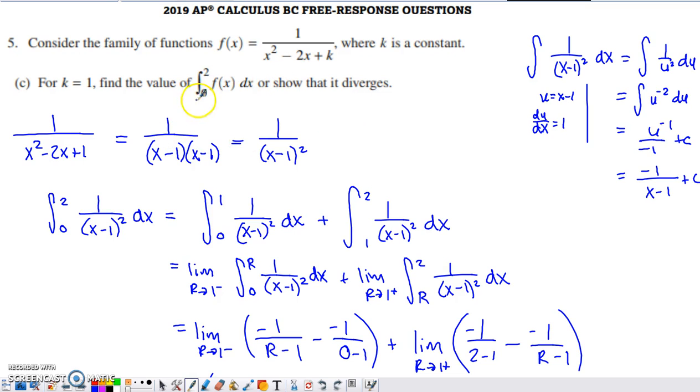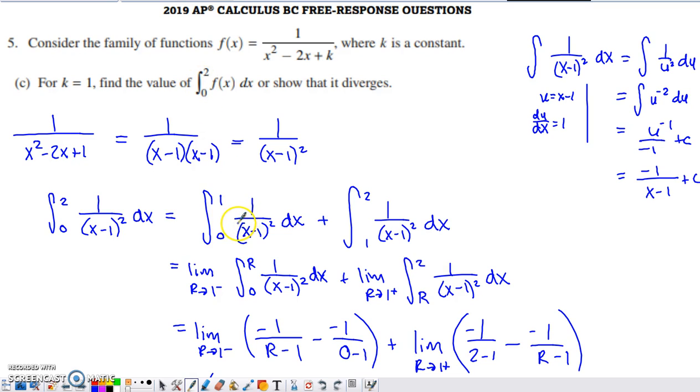But if you put 1 in place of k and factor your denominator, you end up figuring out that f of x is able to be re-expressed like this. And that function is definitely undefined at 1. 1 is smack dab between the limits of integration.